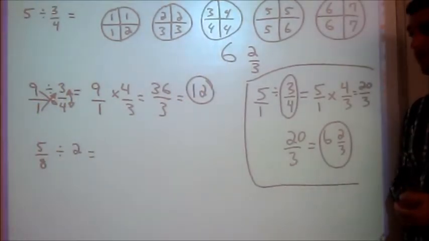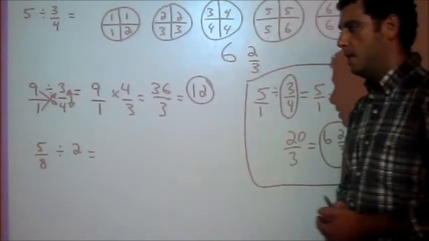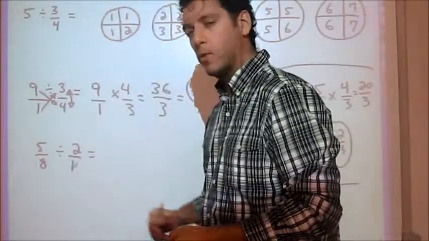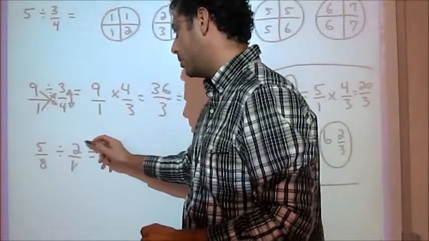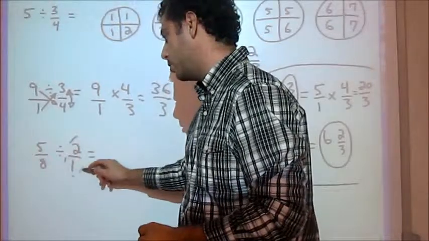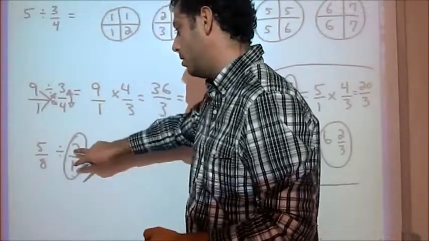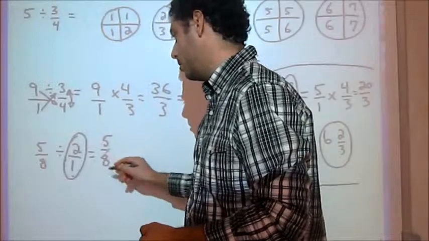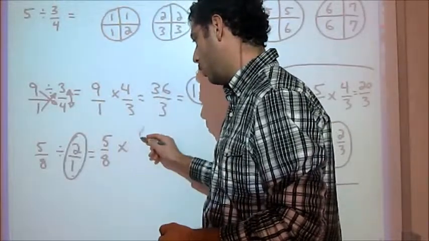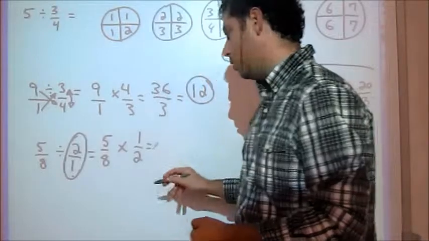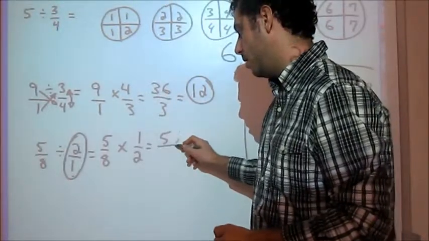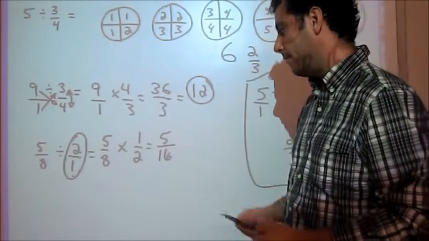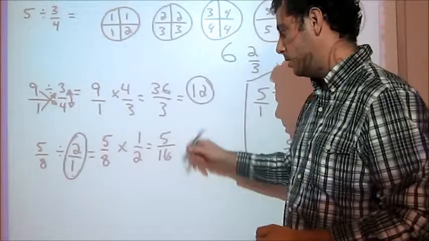And how about the last one? 5/8 divided by 2. Well, we can follow the same procedure, only this time the whole number is on the right. So we'll put the whole number over 1, and then we'll use the reciprocal of this fraction, which is just these 2 numbers flipped. So it would be 5/8 times 1 over 2, which would give us 5 over 16. It looks like these 2 numbers have no common factors other than 1, so this is already simplified.